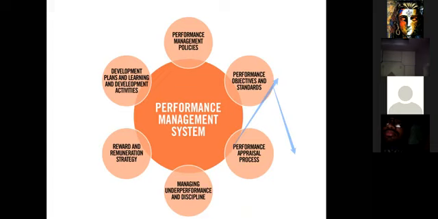And the next one is reward and remuneration strategy. What is the reward? So why reward? Before going to reward, we have to know the importance of reward. We know very well that performance is equal to expectation. Performance is equal to expectation. Once we are performing well, automatically the employee thinks about how much reward or what type of reward or recognition I get from my organization.